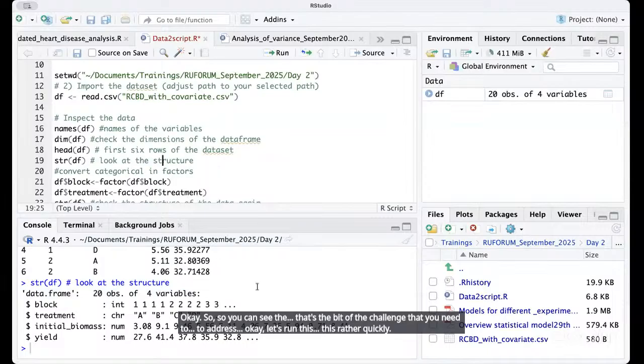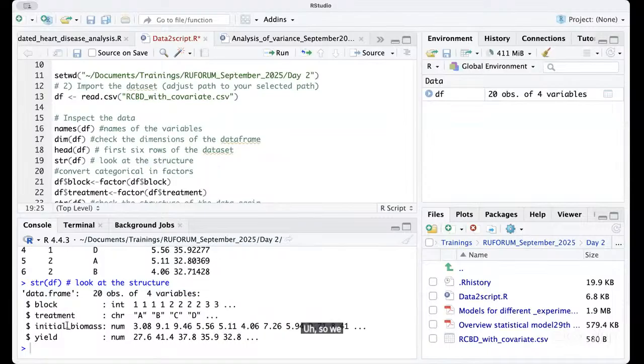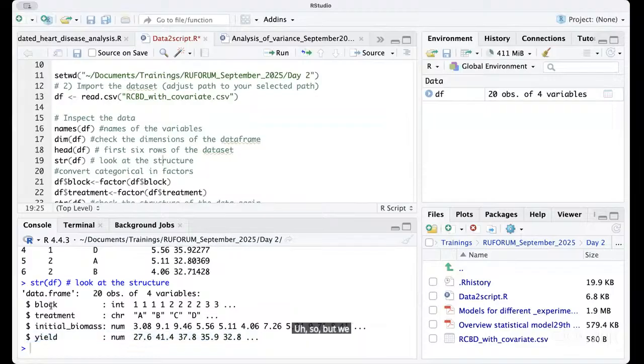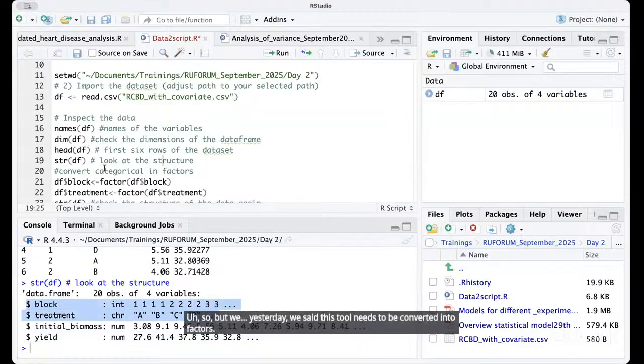Okay. So you can see that's the bit of the challenge that you need to address. Okay, let's run this rather quickly. From the structure, we see that block is an integer, treatment is an integer, the initial biomass is an integer, and yield is an integer. But yesterday we said these 2 need to be converted into factors.